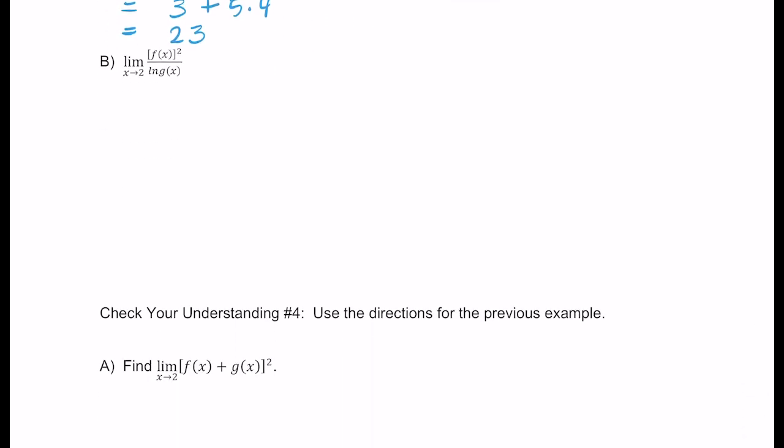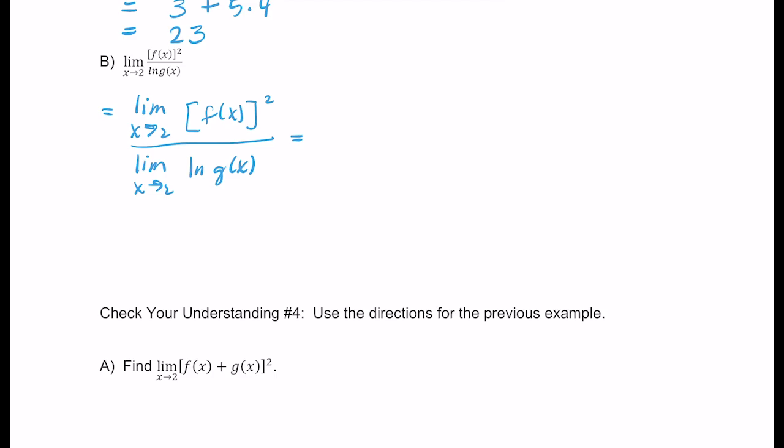Let's look at letter B. So in letter B, we are dividing, which is a quotient. And we also have a natural log, the ln of g of x, right? So I'm going to split this. I've got the limit as x approaches 2 of f of x squared. And I'm going to divide that by the limit as x approaches 2 of the ln, or natural log of g of x. And the quotient rule for limits lets me do that.